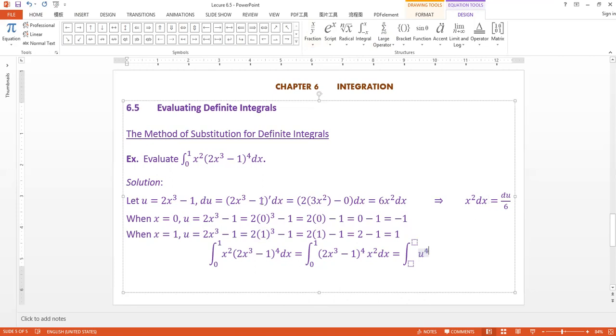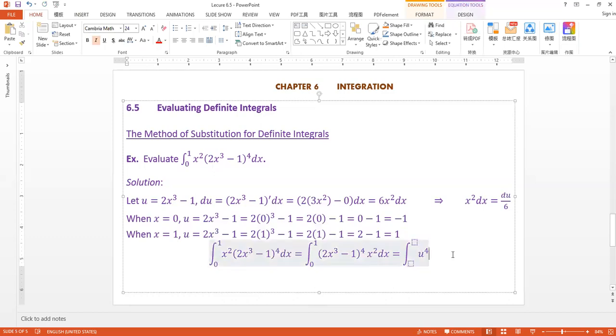We already did that when we took the differential of u. We got this identity: x squared dx is just du over 6. So we can replace x squared dx in here by du over 6. But that's not the end. We got the whole integral in terms of u, and that's why I wanted to do these steps: to find the relation between dx and du.